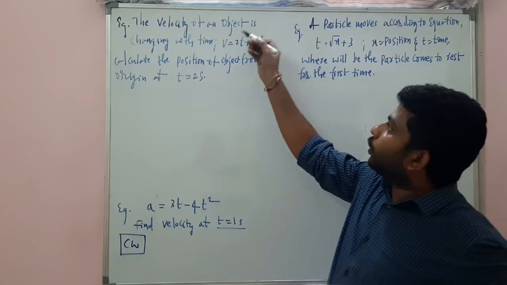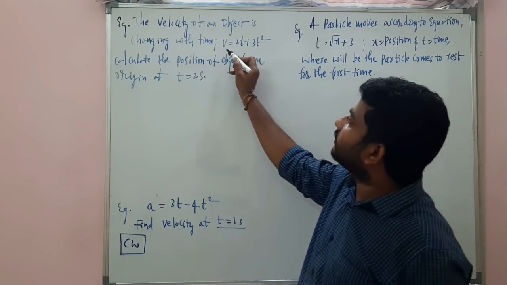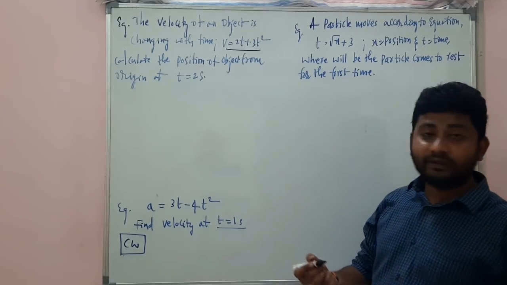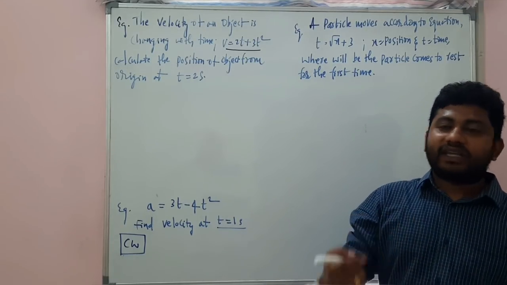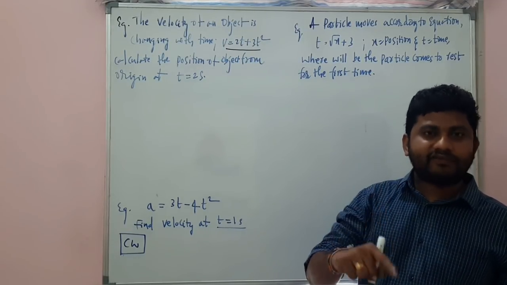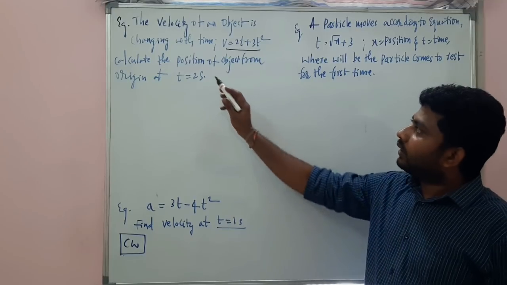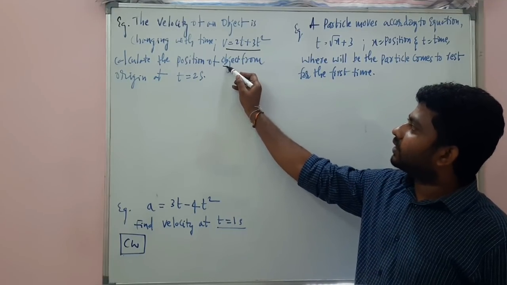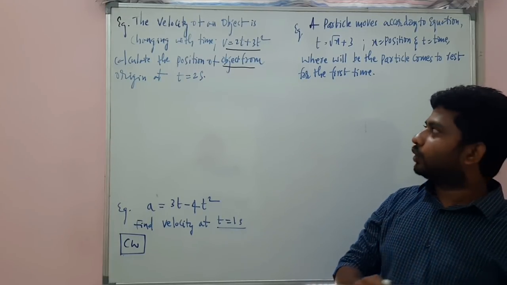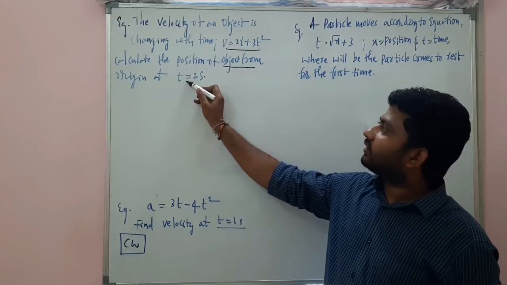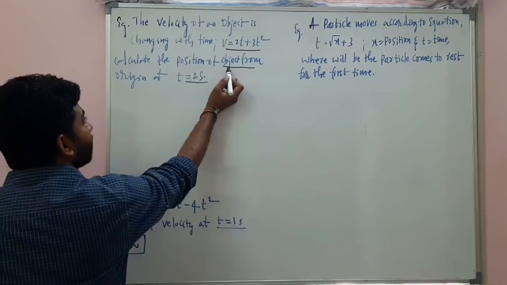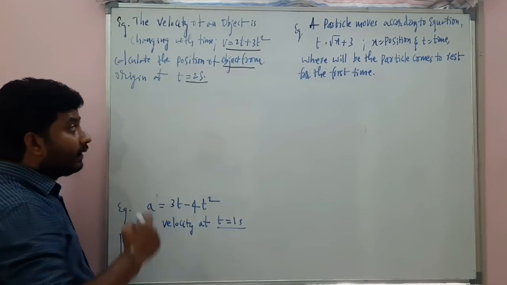Alright, my dear students, look here. The velocity of an object is changing with time. See the equation: v is equal to 2t plus 3t square. So as the time value increases, the velocity also increases. That's called velocity being a function of time. Calculate the position of the object at t is equal to 2 seconds. So interesting. The position of the object you need to find from velocity.